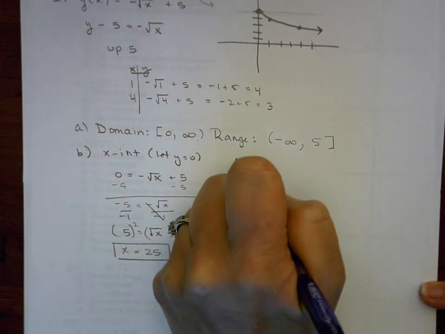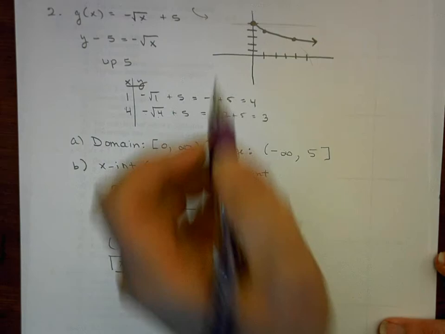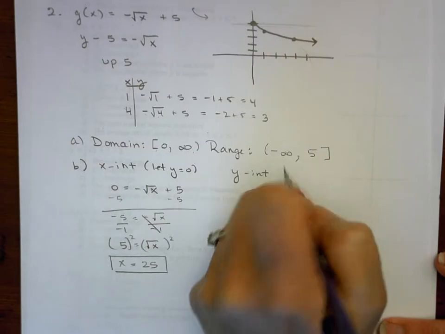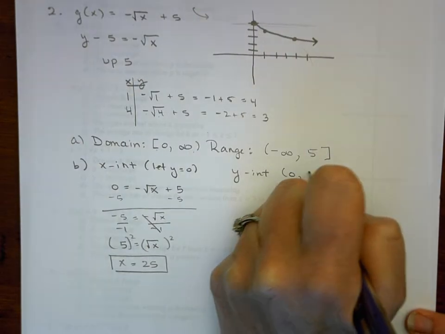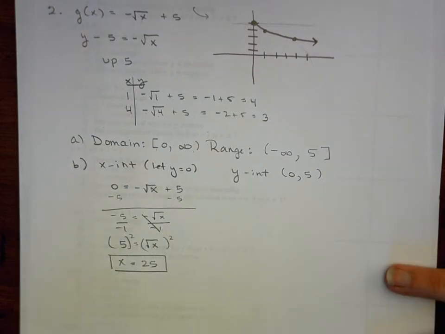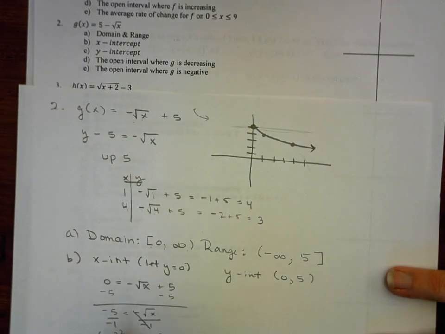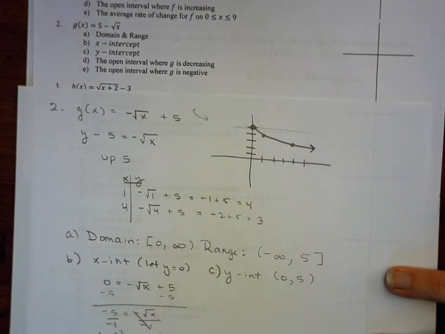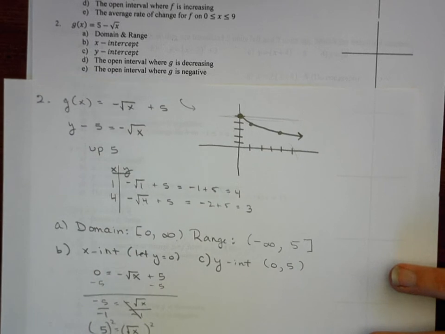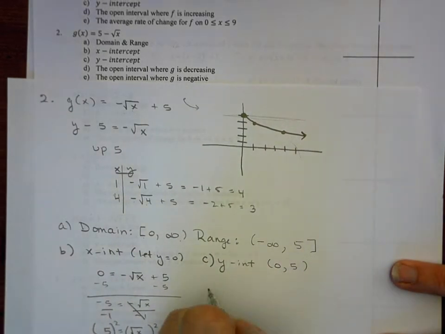And then for my y-intercept, I don't need to solve because I can look to see that it crosses the y-axis here. So then that would be at 0, 5. Okay, all right, and then let's see, part C was the y-intercept. Okay, and then part D, I want to see where are we decreasing. So where are we decreasing?